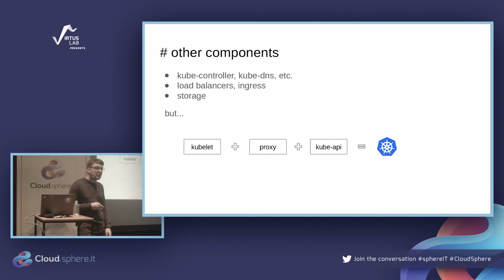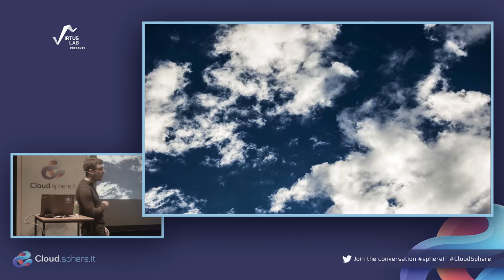Okay, we can talk about other components like kube controller, kube DNS, even load balancer, ingress, and storage. But in my opinion, we can safely assume that kubelet, proxy, and kube API are enough to say that we have an up and running Kubernetes cluster. So that's pretty much enough to make it work. And this leads us to the cloud.